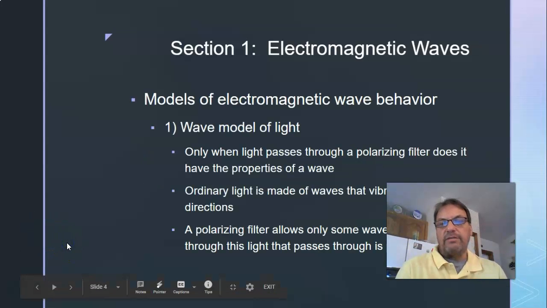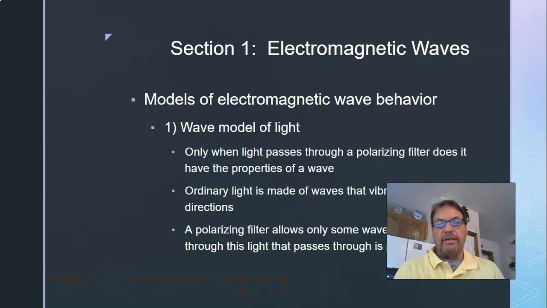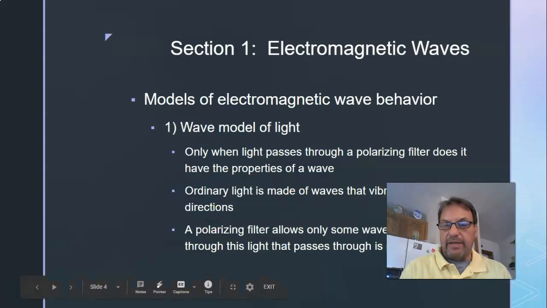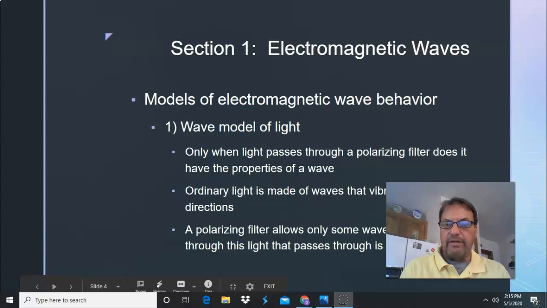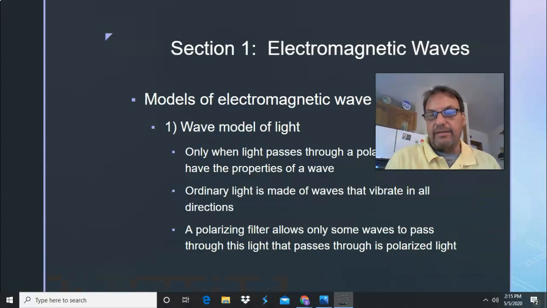Okay, there are two models of electromagnetic wave behavior, and the first one is the wave model of light. And this is, once again, the transverse waves. This is only when light passes through a polarizing filter does it have the properties of a wave. Ordinary light is made of waves that vibrate in all directions. That's why we can see things. If I'm looking at a blue wall from one direction, it still looks like a blue wall from a different direction because this light travels out in all directions.